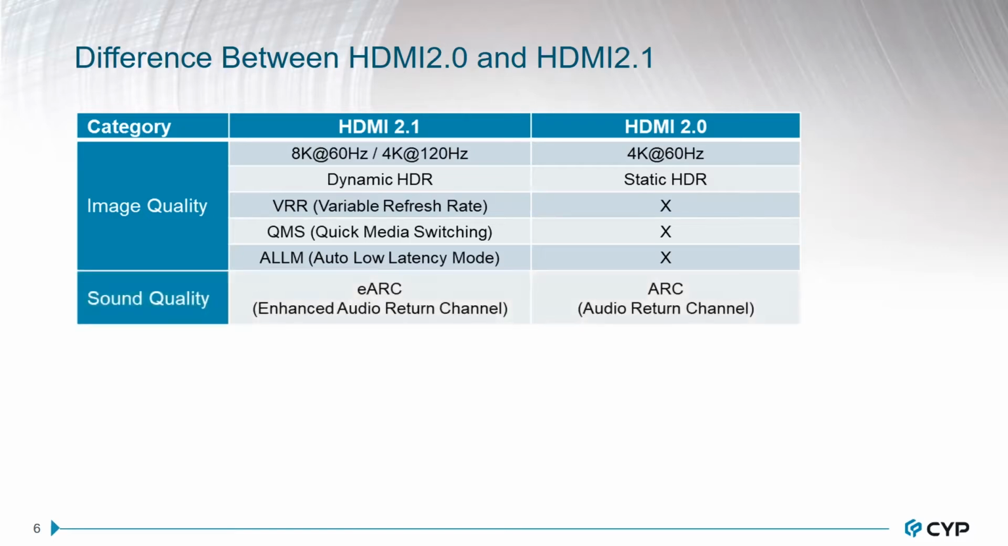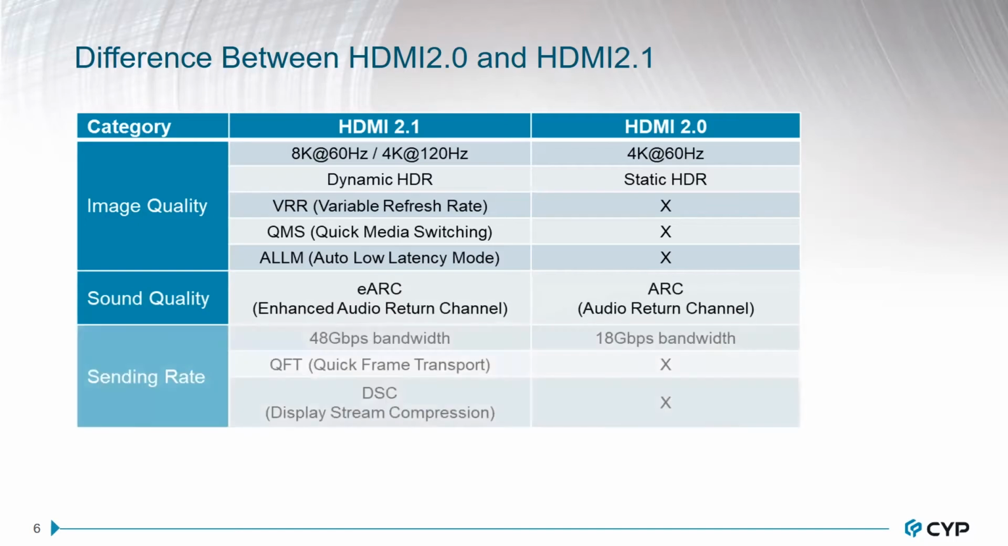For sound quality, HDMI 2.1 supports eARC, while HDMI 2.0 supports ARC. For the sending rate, HDMI 2.1 supports 48 gigabits bandwidth, quick frame transfer, and display stream compression, in short QFT and DSC, while HDMI 2.0 supports 18 gigabits bandwidth.